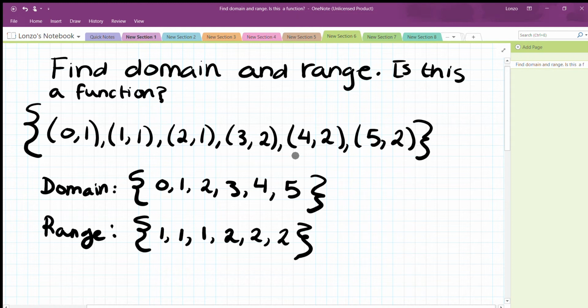Now, is this a function? Let's look at the x values. Does any repeat more than once? 0, 1, 2, 3, 4, 5. No, it does not repeat, so it's definitely a function.